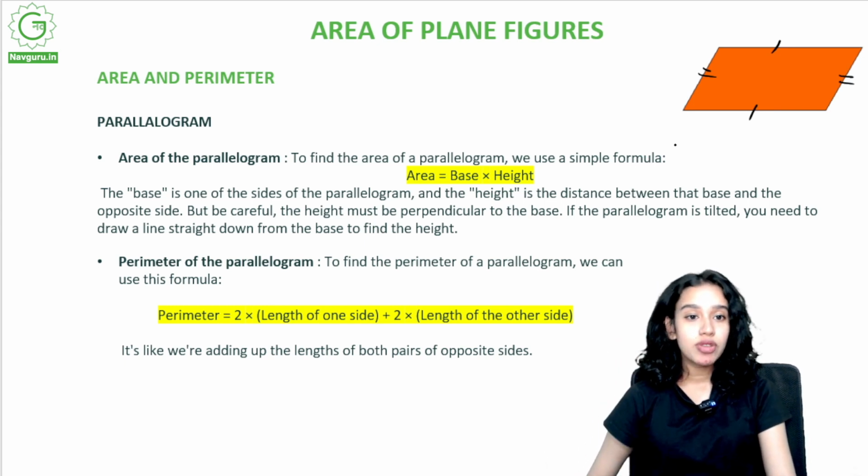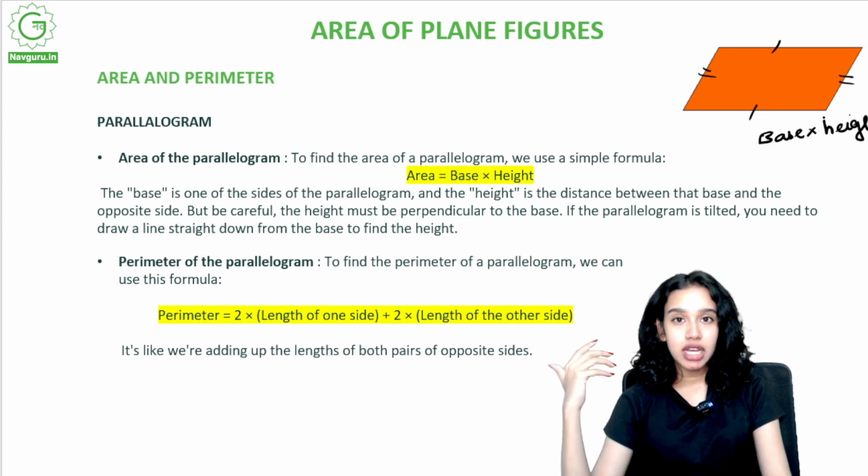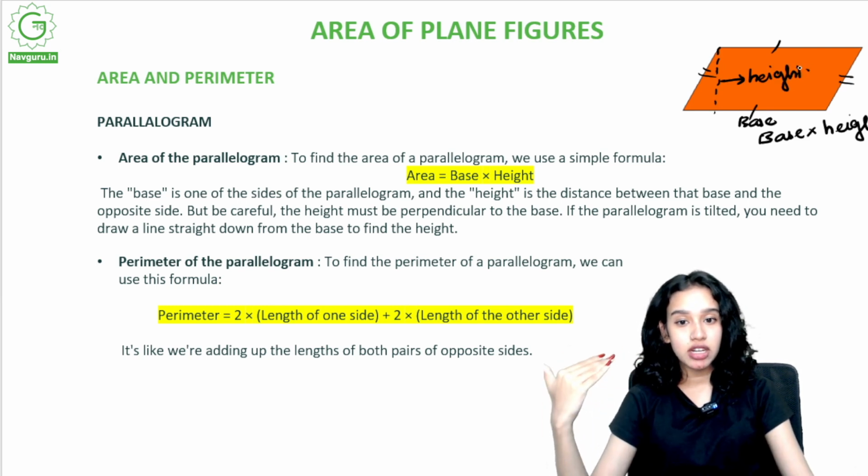Now, for the area of the parallelogram, we can use a simple formula, which is base into height. For the triangle the formula was half into base into height, and here it's base, this is the base, and what is the height of the parallelogram? This would be the height of the parallelogram. So this is the area of the parallelogram.